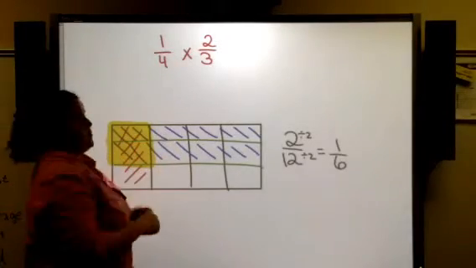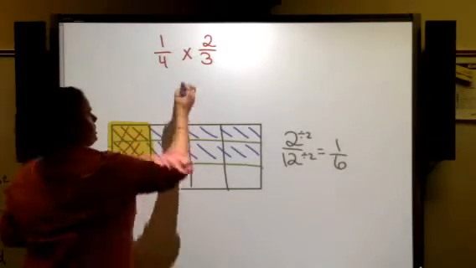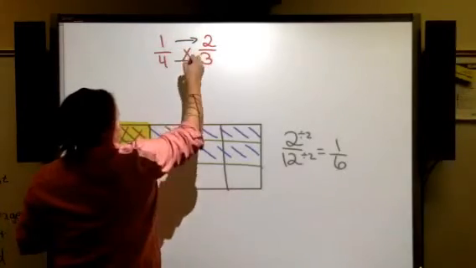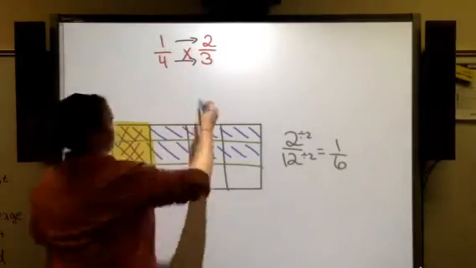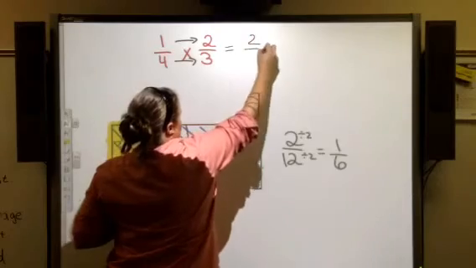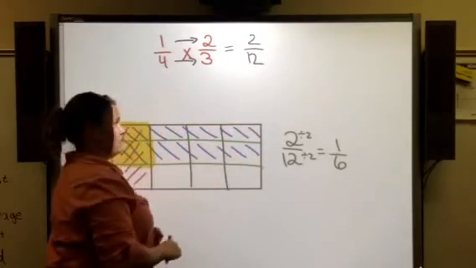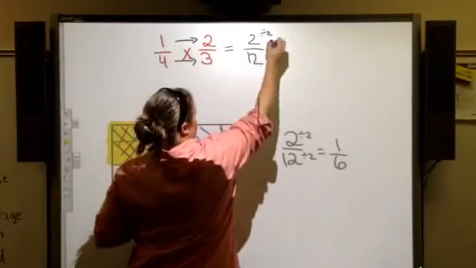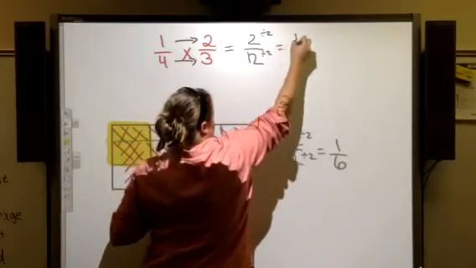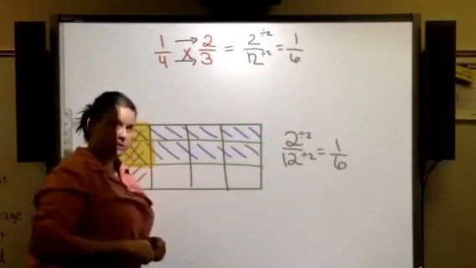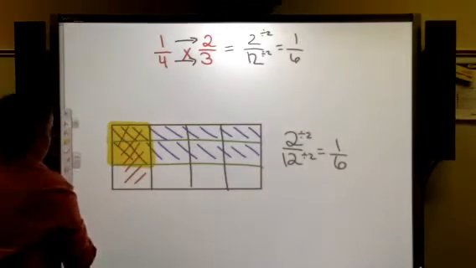Algebraically, all you have to do with multiplying fractions is to multiply straight across. So the numerator times the numerator and denominator times the denominator. And that equals 2/12 as well, simplified into 1/6. Let's go to our second problem.